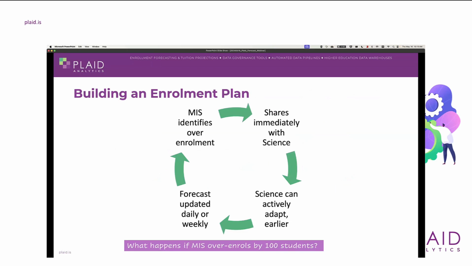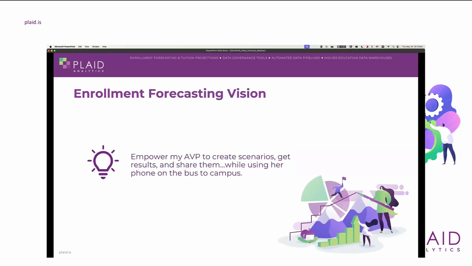What we'd like to see instead is that as soon as MIS can identify an over-enrollment, and this would be much earlier if your enrollment forecast updated automatically or on a set cadence, they can share that immediately with science. Science can actively adapt much earlier, or they can even suggest maybe you should pull back on the accelerator for your intakes. We can't accommodate that many more students. And then the forecast updated on a set cadence. Maybe it's weekly, which we tend to recommend, or maybe it's daily if it's important to be that frequent.